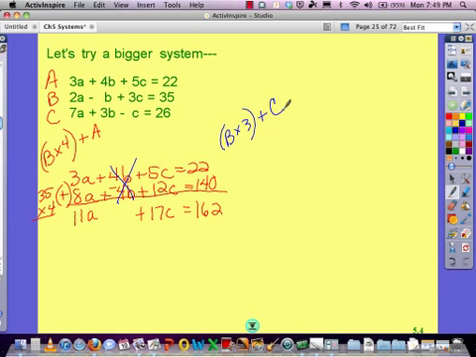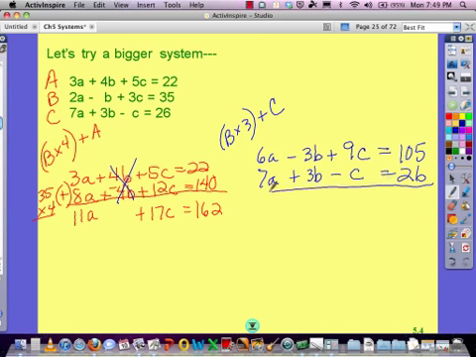All right? So here we go. Equation B has to be tripled. 2 times 3 is 6a minus 3b plus 9c equals, triple that would make it, I believe, 105. 3 times 35. Add it to C. So C as is, so 7a plus 3b minus c equals 26. We're just copying.